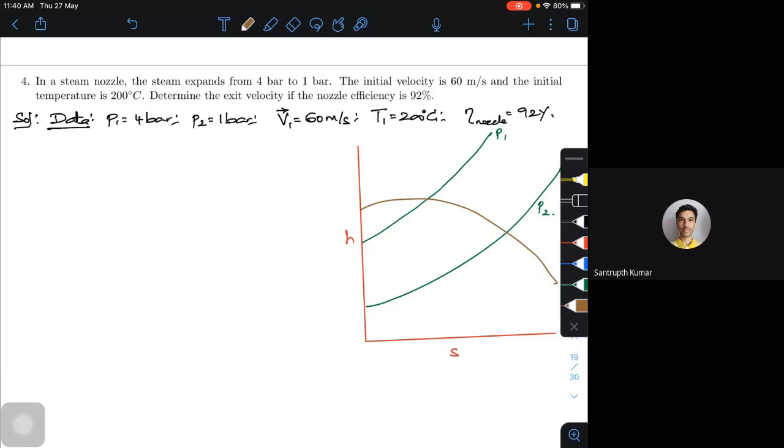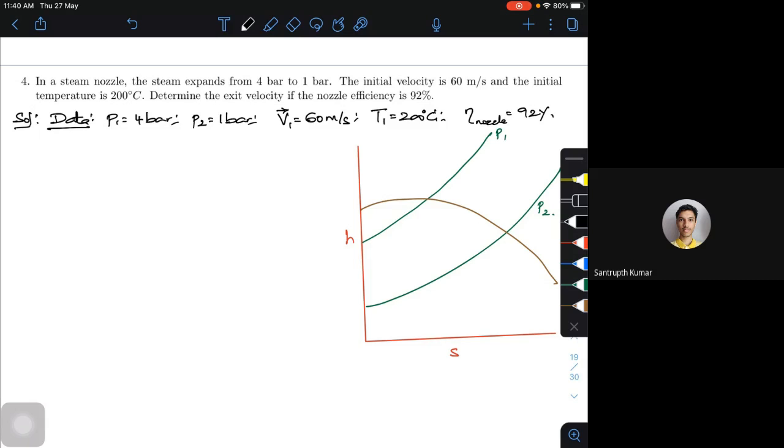This is my saturation line. Now I need to find out, you have to go to your steam tables and check at 4 bar what is the saturation temperature. At 4 bar, if the saturation temperature is less than 200 degrees Celsius, then the condition of the steam is superheated. And it definitely is, because for 10 bar itself you have seen it is 179, and for 4 bar it will be much less than that. So definitely the condition of the steam is superheated.